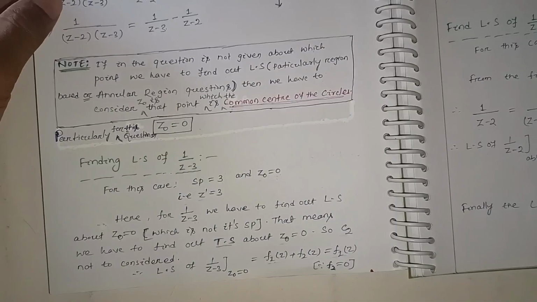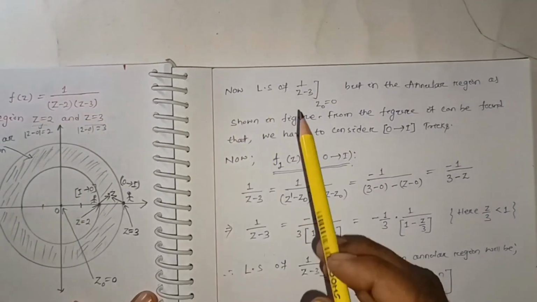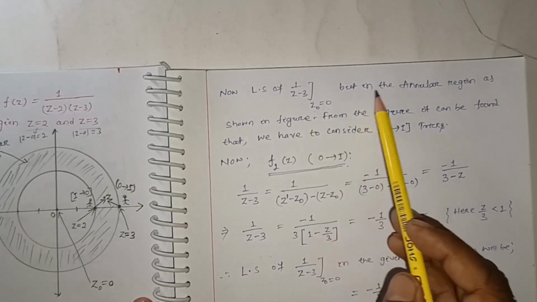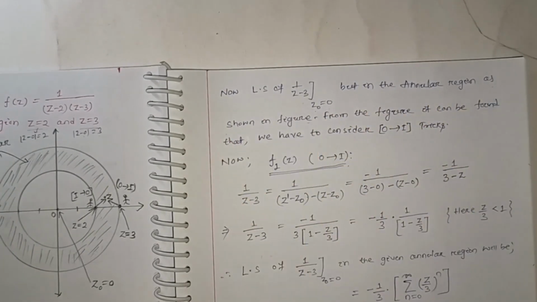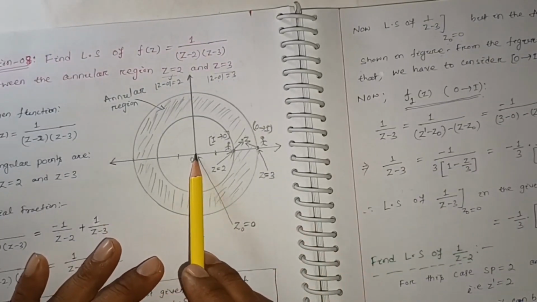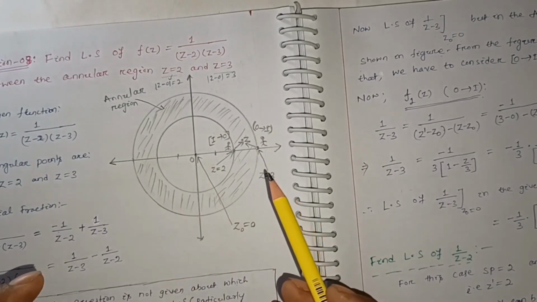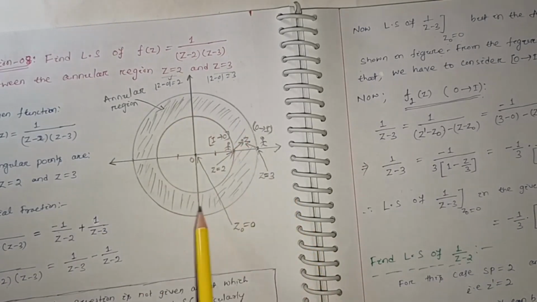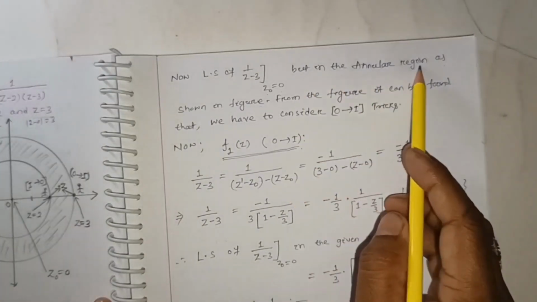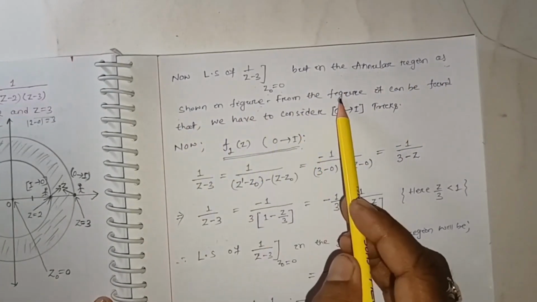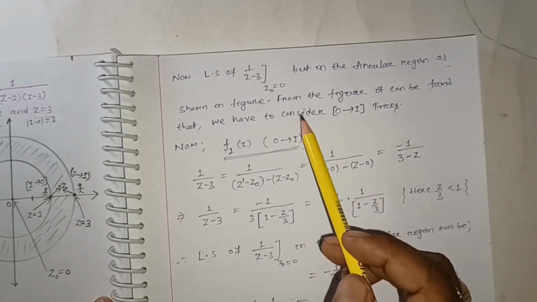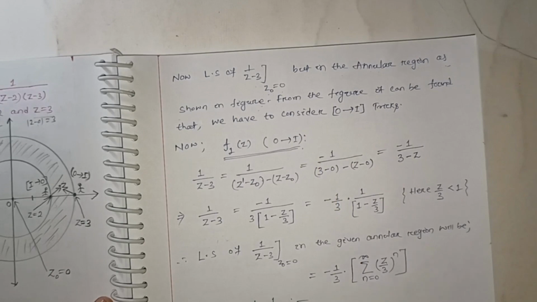Now we are going to find the Laurent series of 1 by (z minus 3) about z0 equal to 0, but in the annular region as shown in the figure. So about z0 equal to 0 we have to find the Taylor series, or the so-called Laurent series, inside this region, in the annular region as shown in the figure. From the figure it can be found; in detail I have written it, you just write it, in your exam you can omit it.